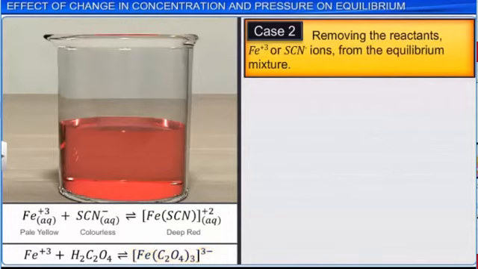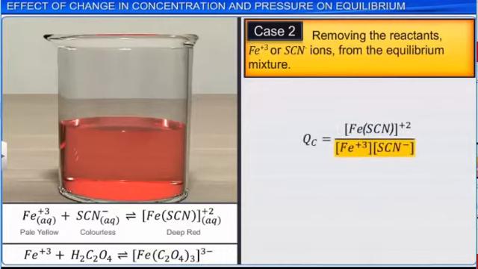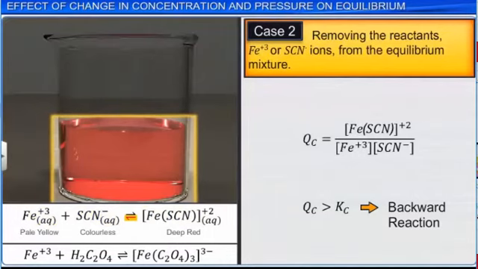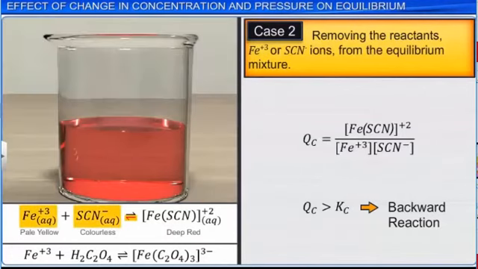Due to this, there is a decrease in the concentration of free Fe³⁺ ions in the solution. This results in a decrease in the denominator value in the expression for reaction quotient. Thus, the value of Qc becomes greater than Kc. When Qc is greater than Kc, the reaction proceeds in the backward direction. Hence, FeSCN²⁺ ions undergo dissociation to give Fe³⁺ and SCN⁻ ions. Due to the decrease in the concentration of FeSCN²⁺, the intensity of the red color decreases. Thus, we can conclude that removing or decreasing the concentration of any one of the reactants always favors the backward reaction.